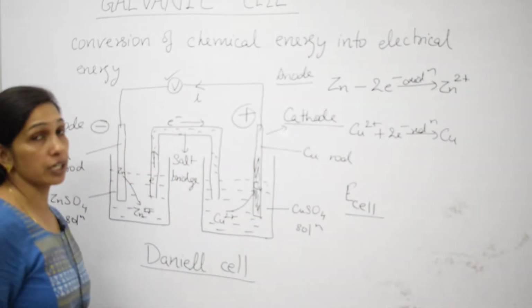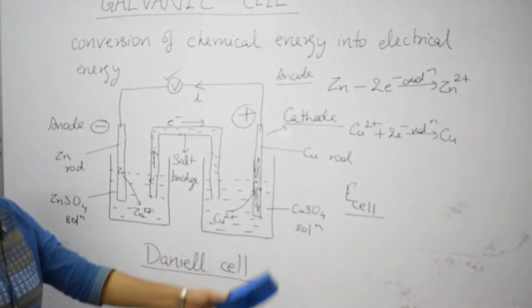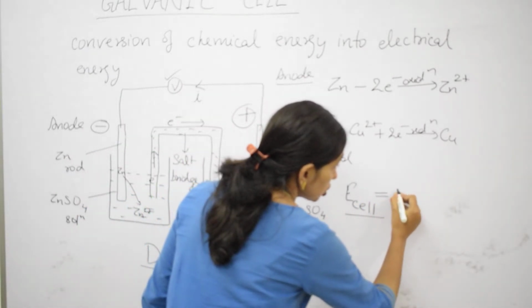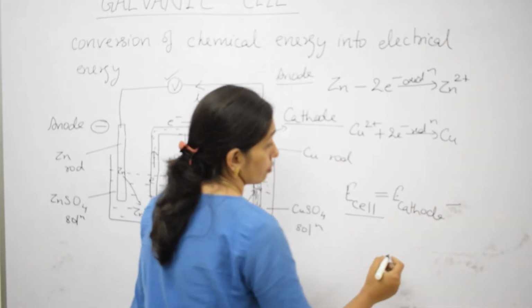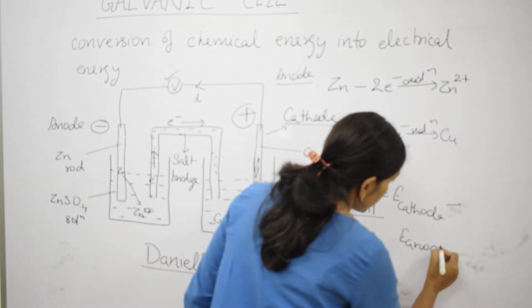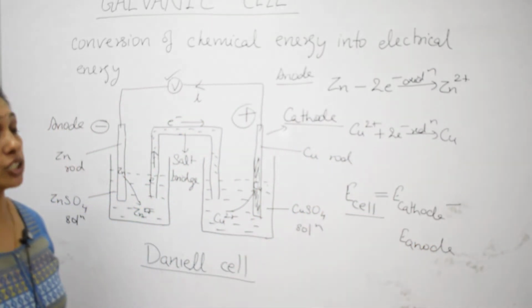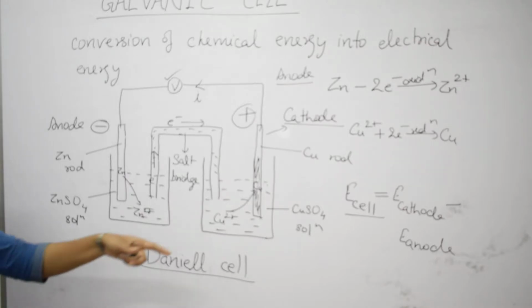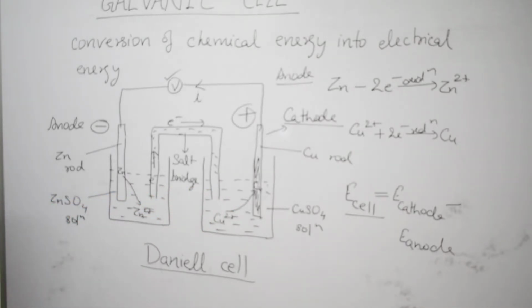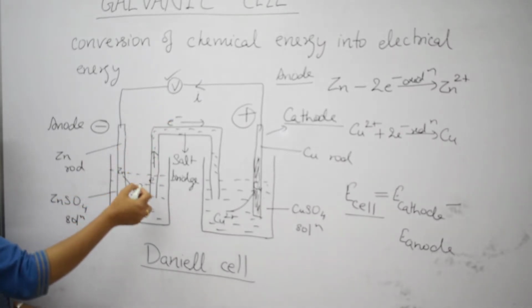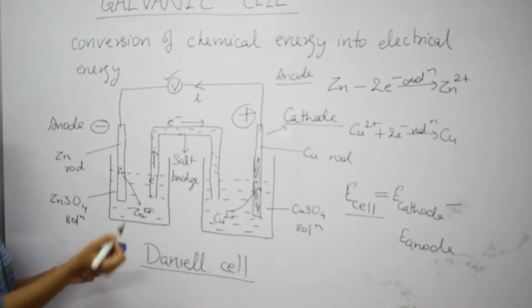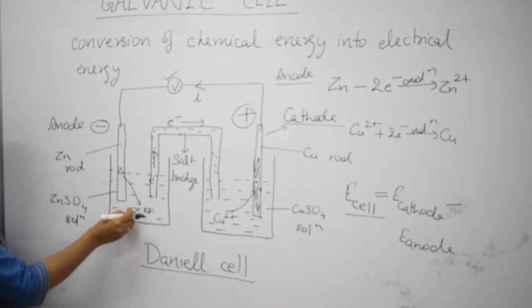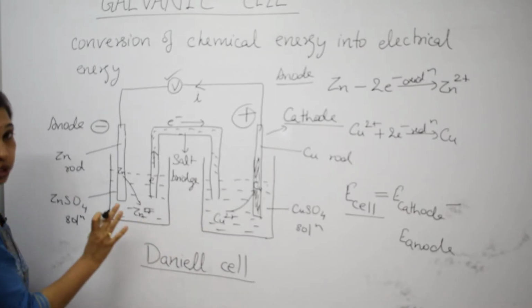So, the potential difference or EMF of the cell can be given as E cell, which is equal to E cathode minus E anode, as the current flows from cathode to anode, from high potential to low potential. The salt bridge maintains the flow of electrons from anode to cathode, and it also provides the oppositely charged ions to maintain the electrical neutrality of half cell solutions.